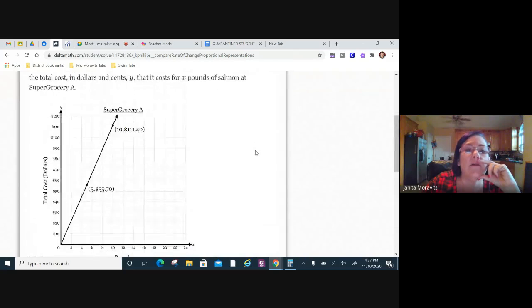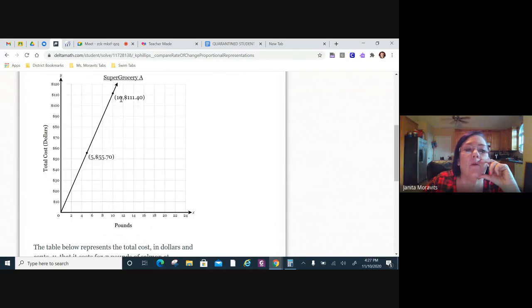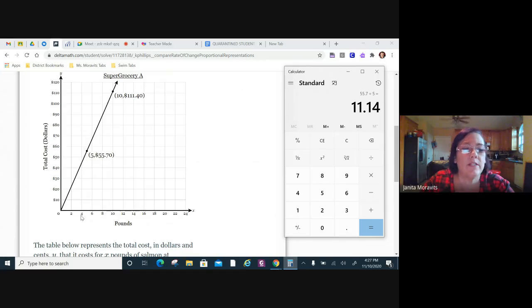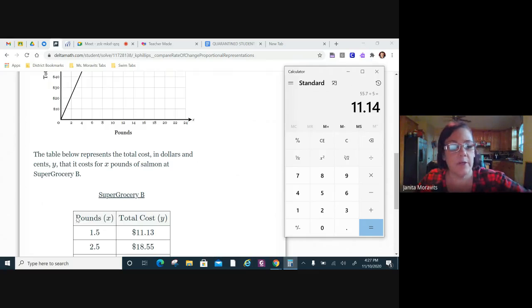Well, let's see how much it costs at Super Grocery A. An easy way to do this is to take either one of these. You can either say $111.40 divided by 10, or you can say $55.70 divided by 5. It doesn't really matter which one we use. We're still going to get the same rate. So let's use the $55.70 divided by 5. So at Super Grocery A, salmon is $11.14 per pound. Let's just put our number down here so we don't forget it.